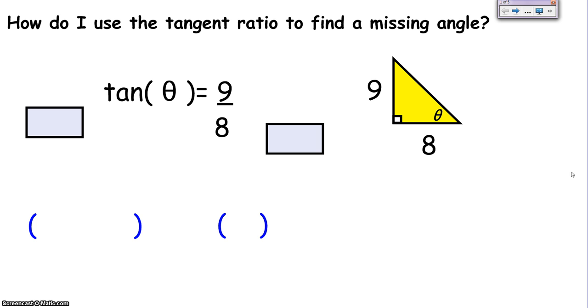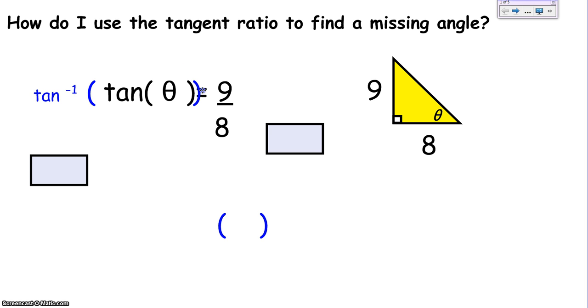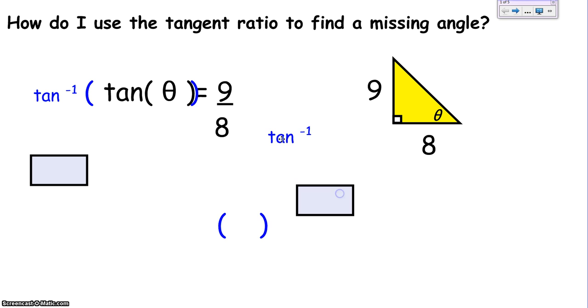When I want to figure out a missing angle, just like with an equation, I need to do the inverse to isolate the variable. My variable right here is theta, which is representing an angle. The opposite of tangent is inverse tangent. On your calculator, if you select second tan, that will take care of isolating the variable. I need to do that to both sides, so I'm going to inverse tan this side as well.